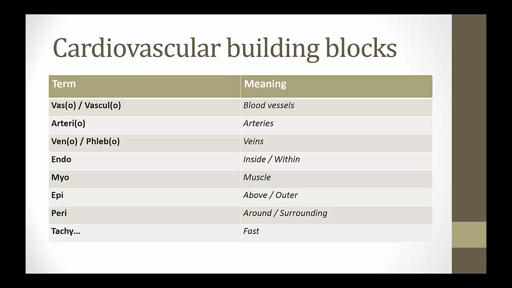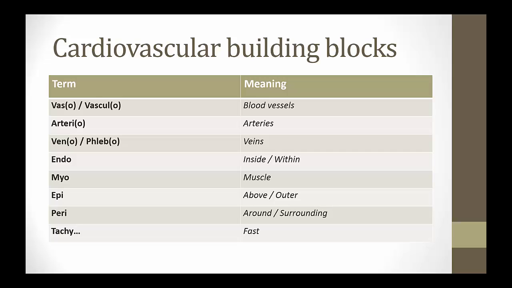There are several terms or building blocks that are essential to learn terminology associated with the cardiovascular system. Let's take a look at the root vaso or vasculo. They pertain to our blood vessels. The root word arterio pertains to our arteries. The root words veno and flebo both pertain to veins.